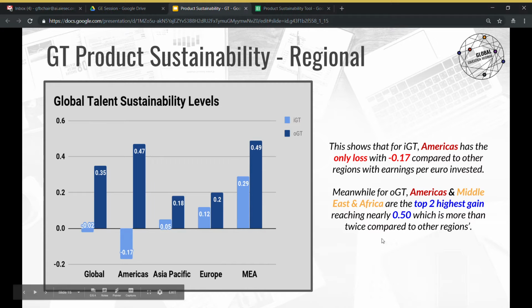So if you're going to take a good comparison here, in terms of IGT, it's only Americas who got a negative, and if you look at the global, it also got negative. That means the amount that Americas is losing is actually greater than all of the other regions, to the point that it dragged the entire global level to negative 0.2. Meanwhile, for the OGT, Americas and MEA have the highest gain, and then Asia Pacific and Europe are only around 0.2 and 0.18.